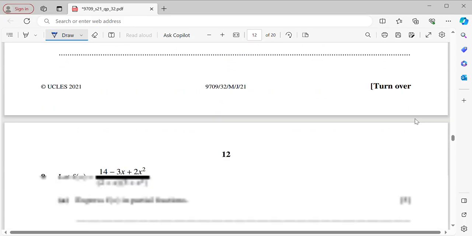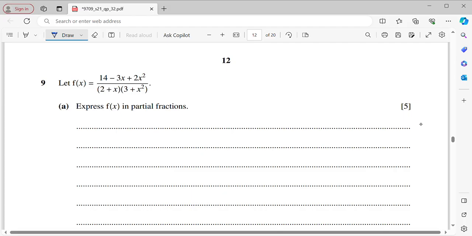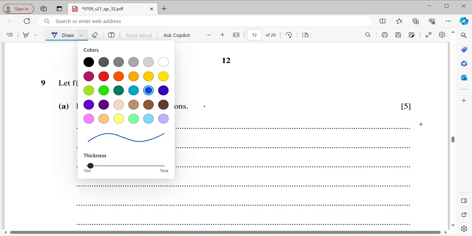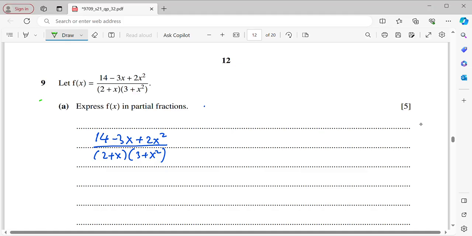Okay, next question, number 9. Express f(x) in partial fractions. So let me copy the function first. Before you proceed, it's important to check whether this is a proper or improper rational function. The highest degree of x in the numerator is 2, but for the denominator, the highest degree of x is 3. That means this is a proper rational function. Therefore, we can directly apply the partial fractions.